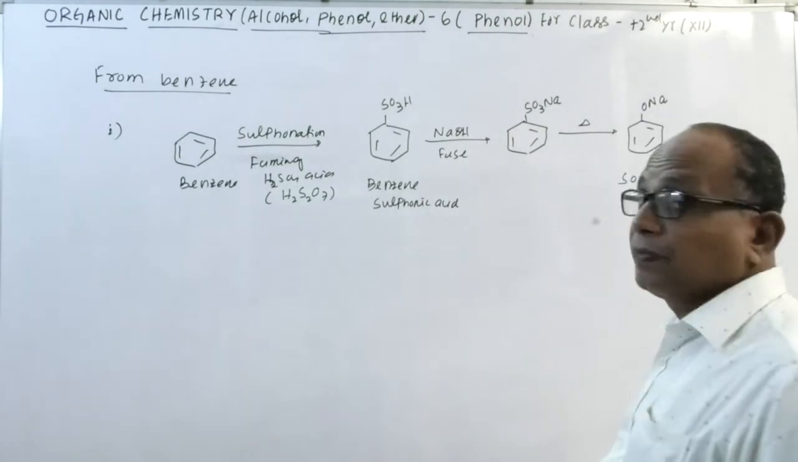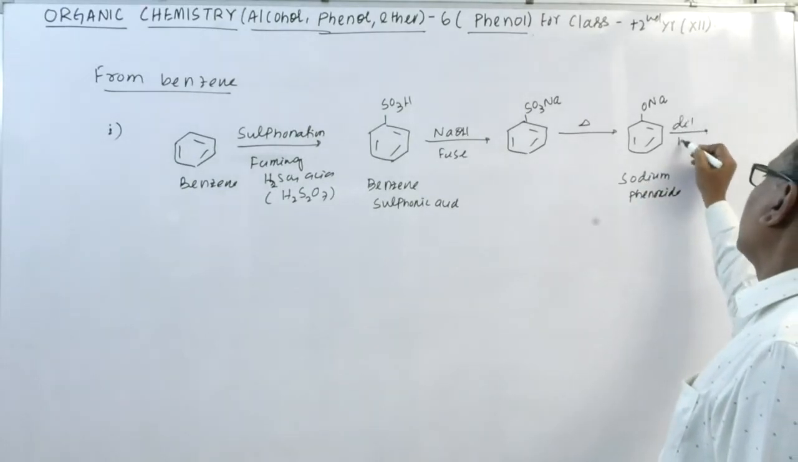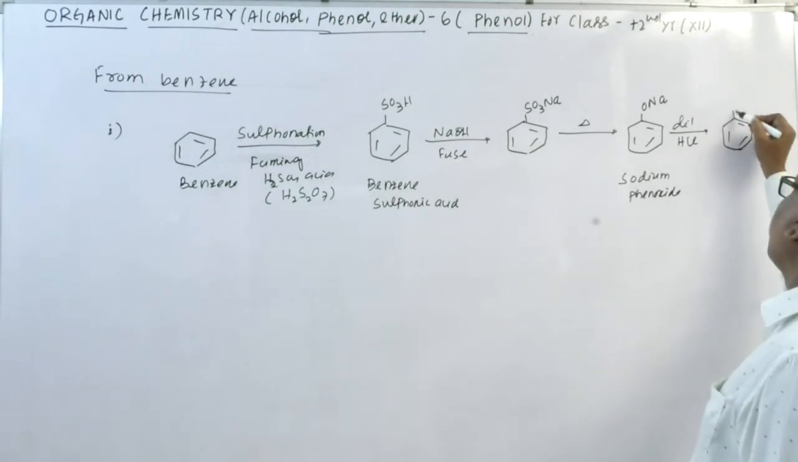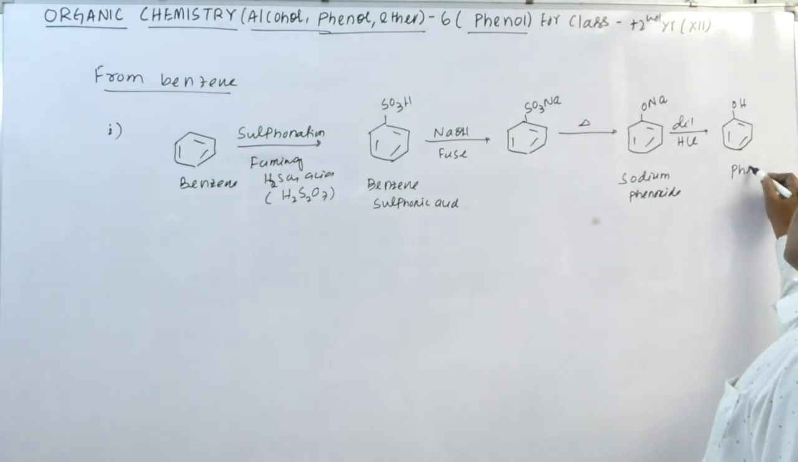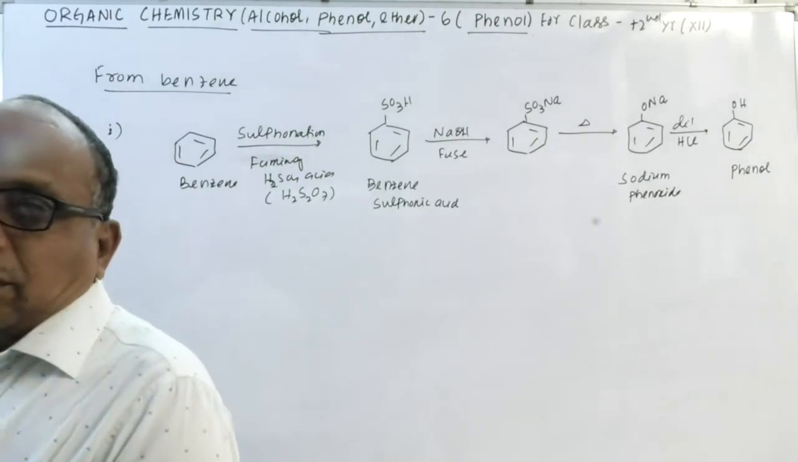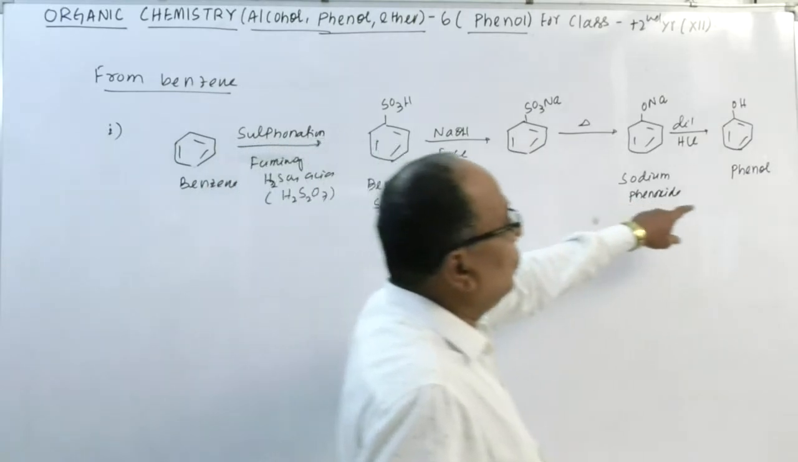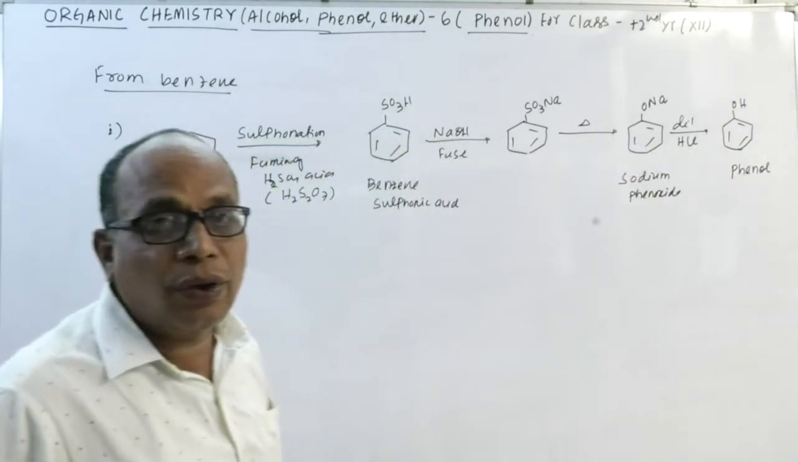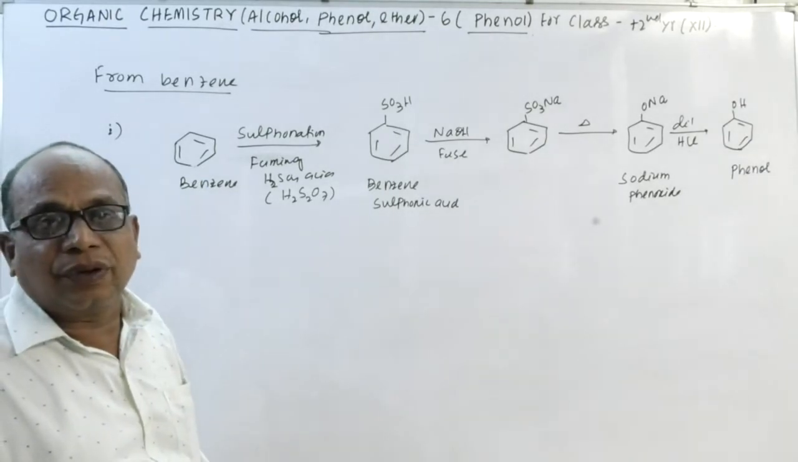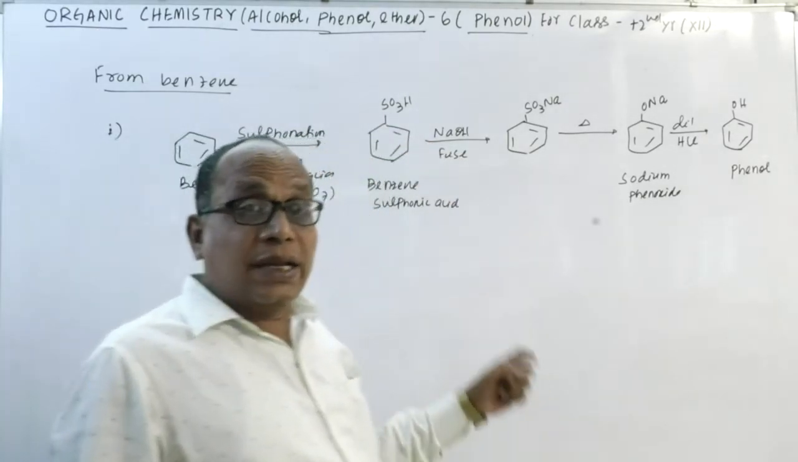It forms sodium phenoxide. And this sodium phenoxide, treated with dilute HCl, an acidification, gives you phenol. Okay, that is starting from benzene, you convert to phenol by the method of sulfonation. Okay, students, so the benzene can be converted to phenol by sulfonation.